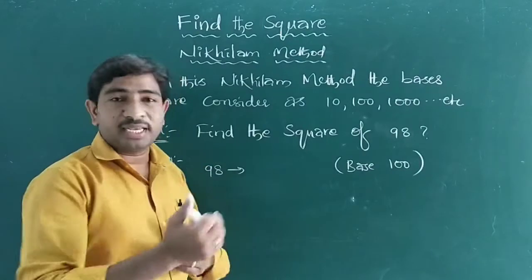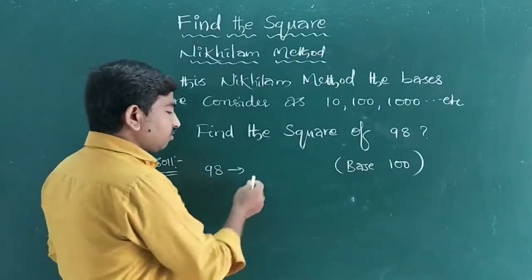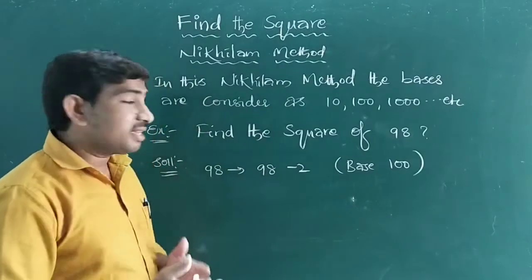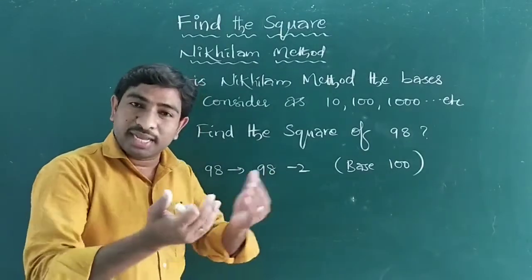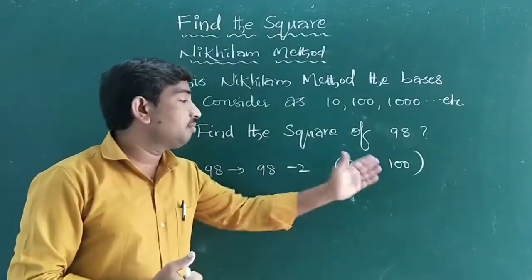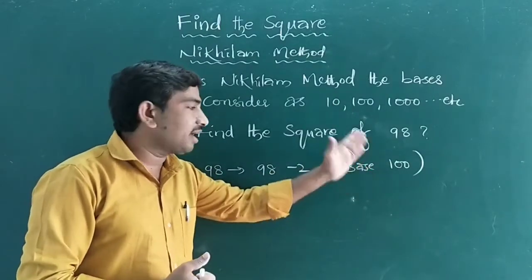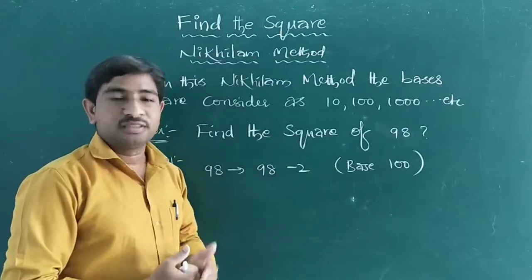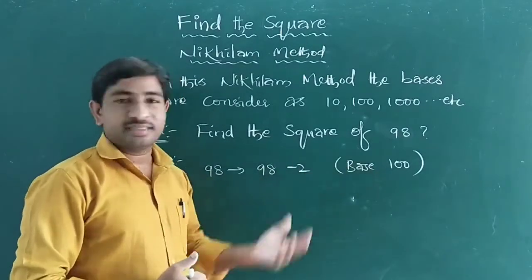So 98 is 2 less than 100. So how much do we have to do? 98 minus 2, you have to take. Why? Because 98 is 2 less than 100. Because our base is 100, to reach that 100, how much do we need? Extra 2. That's why 98 is 2 less than 100.